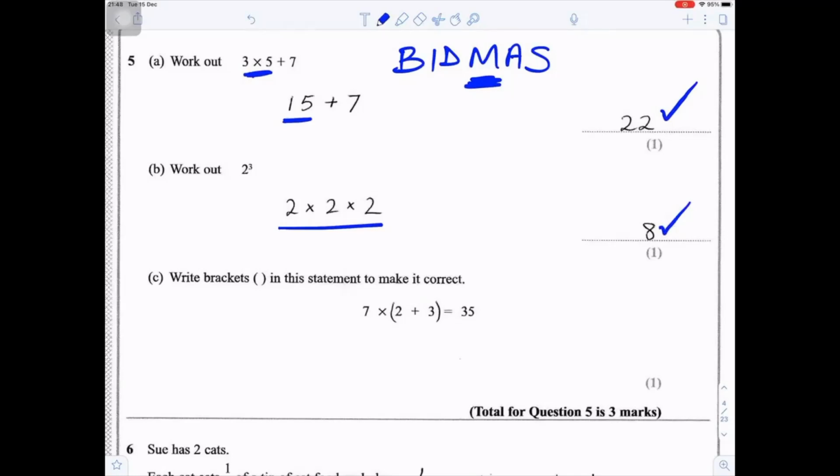Write brackets in this statement to make it correct. So you do the brackets first using BIDMAS. Brackets first. 2 plus 3 is 5, and 7 times 5 gives you 35.